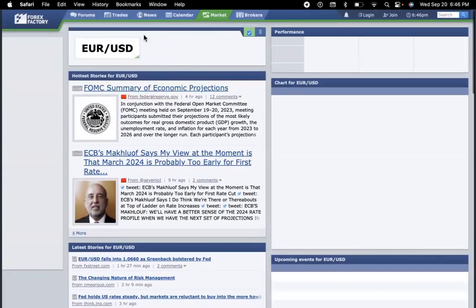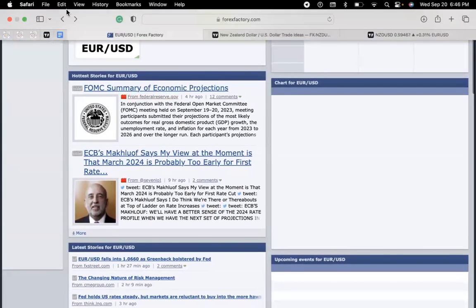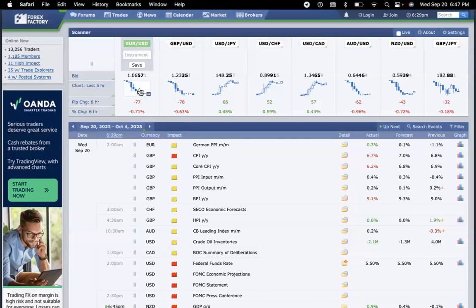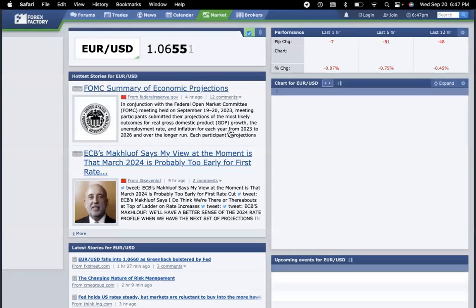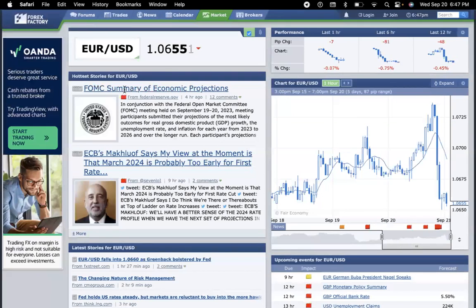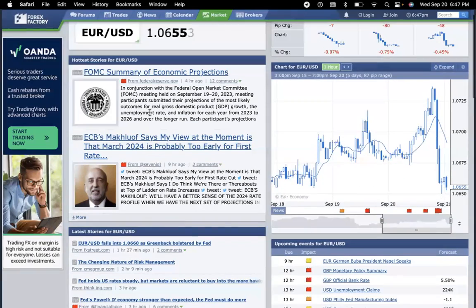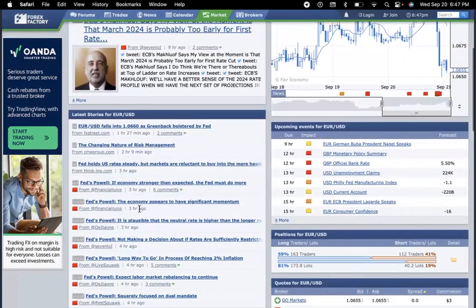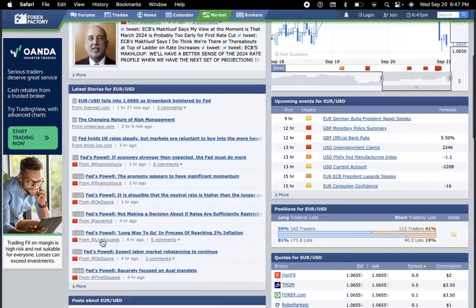I clicked on Euro USD and it took us into all the news for Euro USD. I'm actually just trying to click on this chart. If you click on the chart for Euro USD or any currency pair, it'll tell you what the current price is. It'll give you all of the relevant news for that particular currency pair.